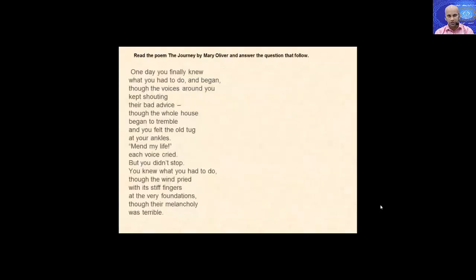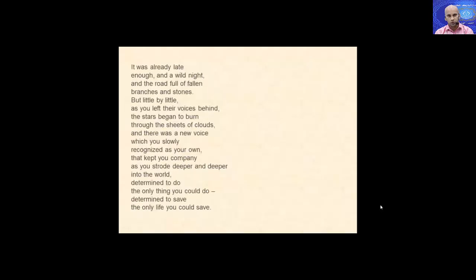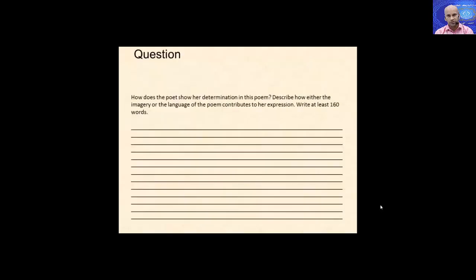Here is a poem. This is a very interesting poem named The Journey by Mary Oliver. So you get a poem like this one and one question. For example, how does the poet show her determination in the poem? Describe how either the imagery or language of the poem contributes to her expression. Write at least 160 words.